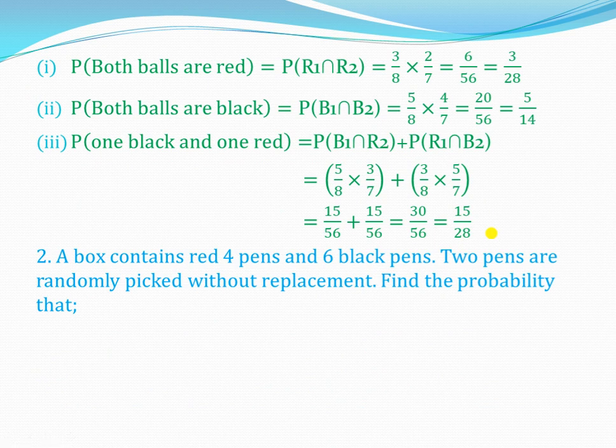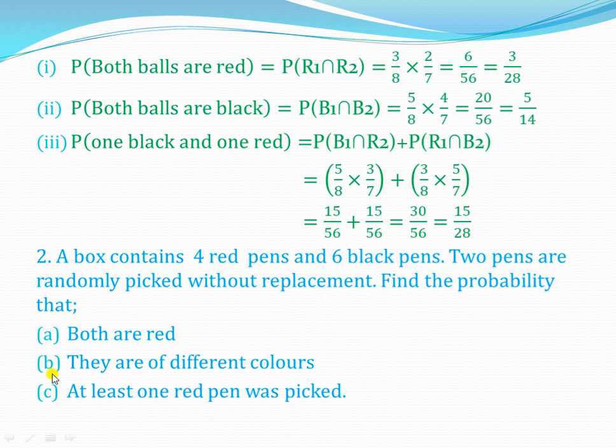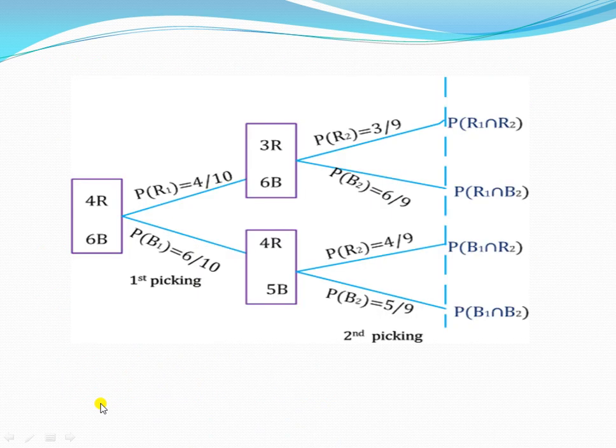Let's look at number 2 now. Number 2 says a box contains red 4 pens. This should be corrected. Let us correct that. It's supposed to be 4 red pens and 6 black pens. Now 2 pens are randomly picked without replacement. Find the probability that Roman 1 or part A, both are red. Part B, they are of different colors, and part C, at least one red pen was picked. Let's look at the solution for this.